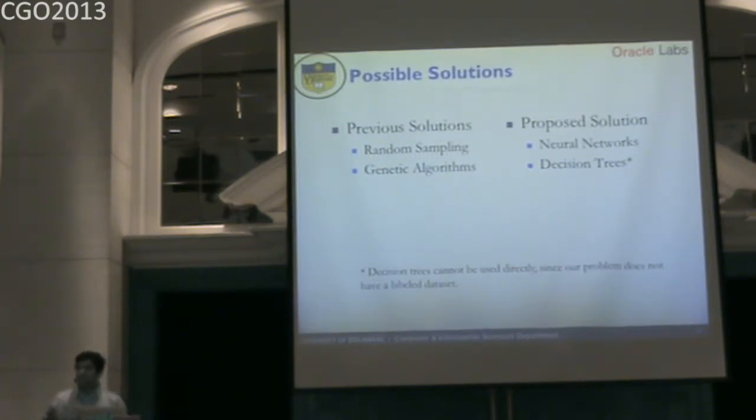Previous solutions were just doing random sampling. Random sampling is doing lots of random thresholds and figuring out which is the best threshold to use. Another was genetic algorithms, which was a much nicer improvement over random sampling, where you could go through a lot of search space and it'll be a lot faster than doing random sampling. But what we're proposing is neural networks and decision trees. It is not really possible to directly use decision trees, but I will go into that in the later slides.